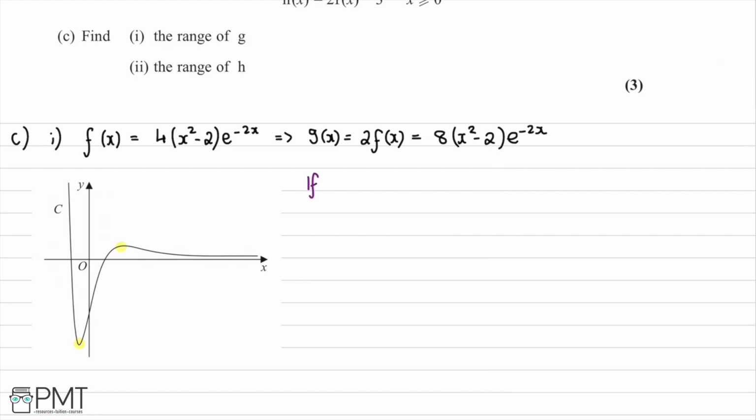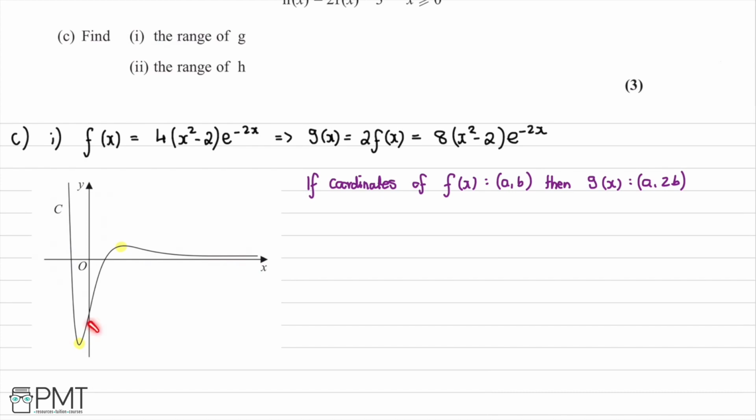So we know that if the coordinates of f of x are a, b, then the coordinates of g of x are going to be a, 2b. And that's because g of x is 2 lots of f of x. So therefore, we can use this to help us.